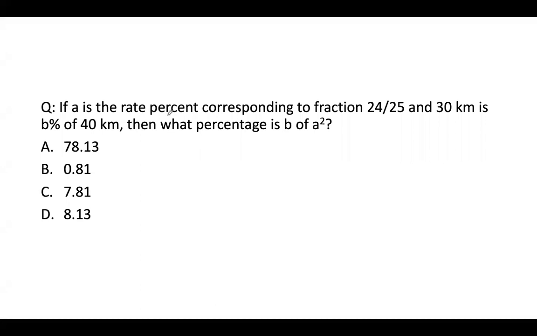If A is the rate percent corresponding to the fraction 24 by 25, so what is 24 by 25 into 100? 24 by 25 into 100 is 96. So he's saying A is 96. 30 kilometers is B percent of 40. Obviously 30 is 75% of 40, 3 by 4. So B is 75. Then what percentage is B of A square? He is asking what percentage B is of A square, 96 into 96 into 100 is asked.